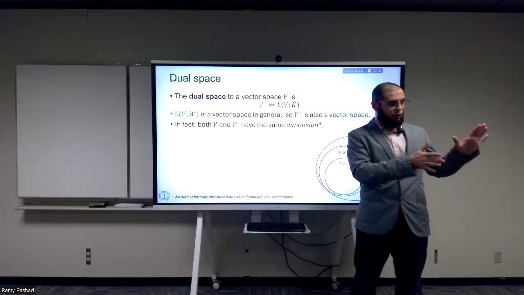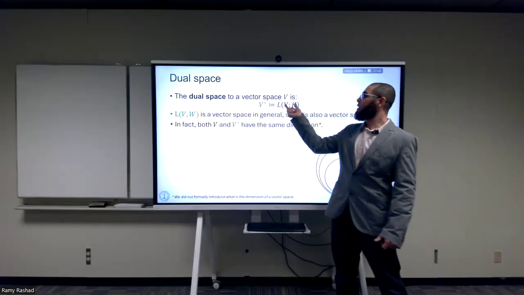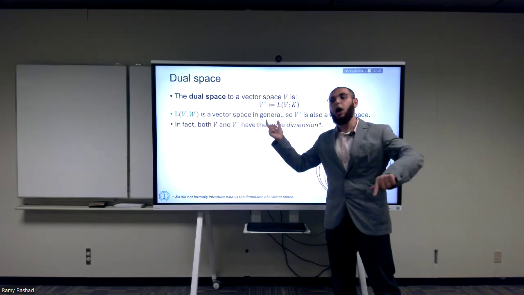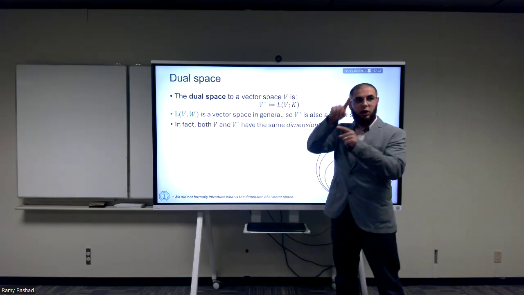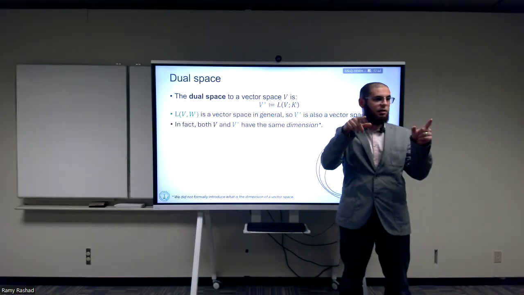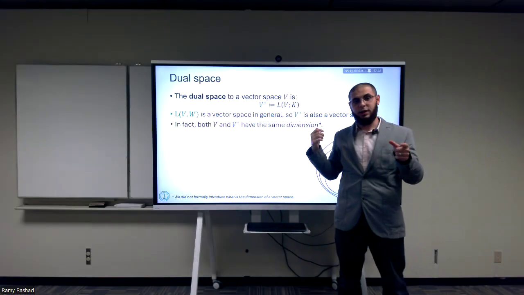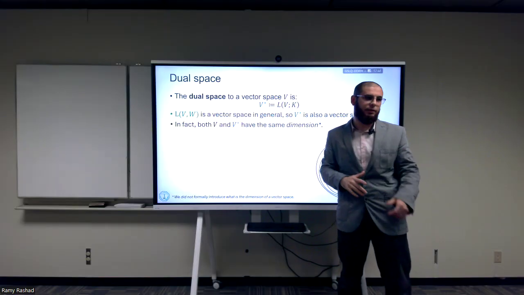You can show on the side that the dual of the dual of a vector space goes back to the original V. If I take V star and take the star of V star, I can go back to V. It's isomorphic.